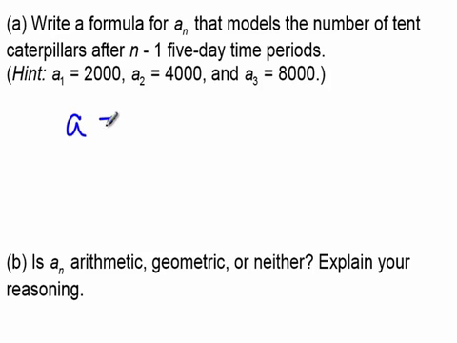We know that A is equal to 1 plus R, and in this case R is equal to 100%, since we're doubling the population every 5 days. So our A value is actually equal to 2.